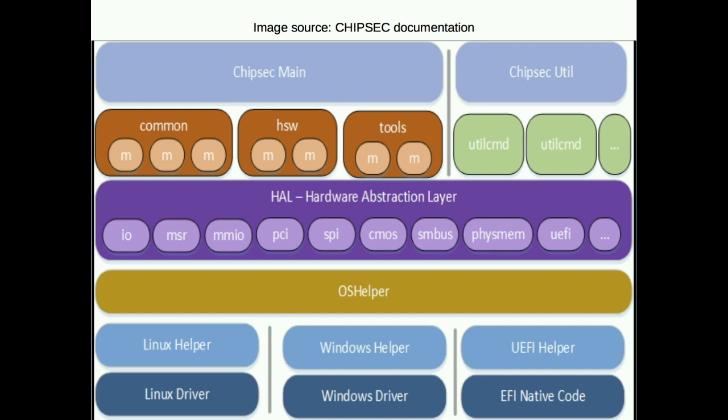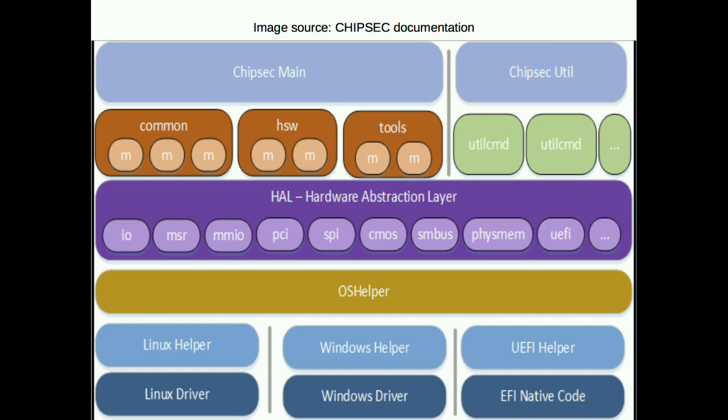The way ChipSec works is they have this hardware abstraction layer for all these low-level things they're doing. For each of those, there's an OS helper, which consists of some Python code that sits on top of a Linux driver, a Windows driver, a Mac driver. UEFI doesn't have a driver, but it has extra pieces of code that talk to the UEFI system calls. There's a driver that implements these low-level things, usually a single instruction or two that has to do its job. So ChipSec is Python, but there's a kernel driver.